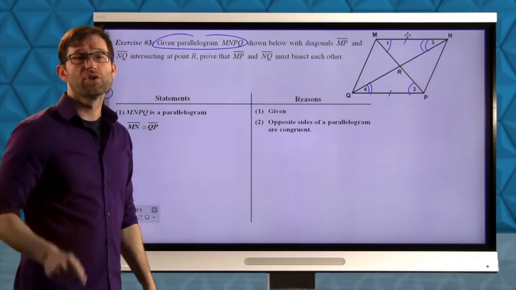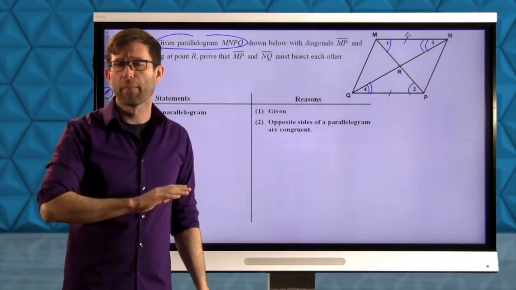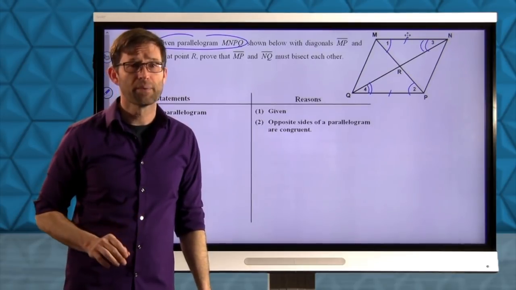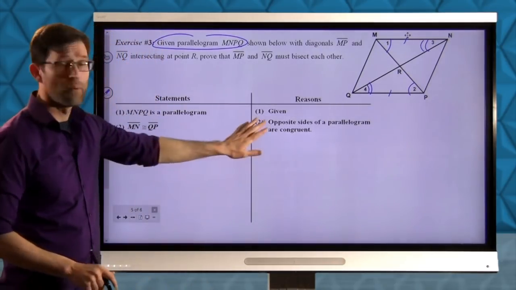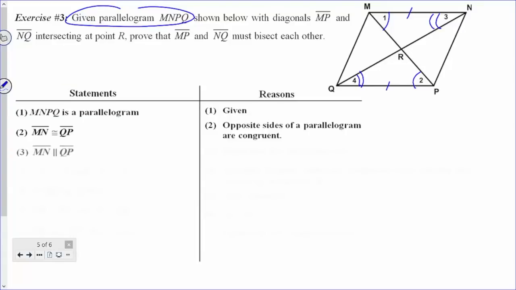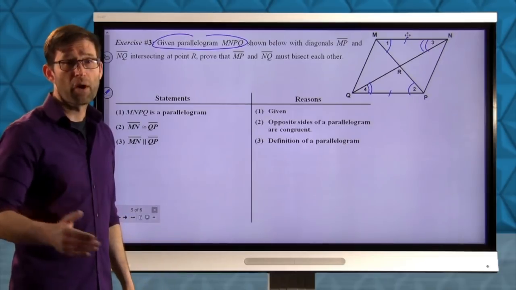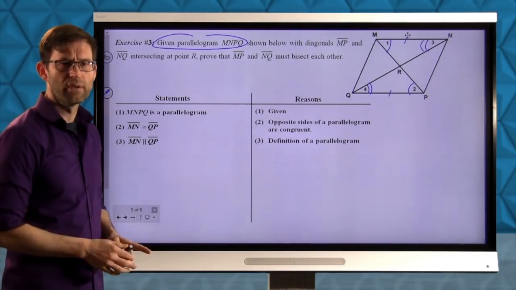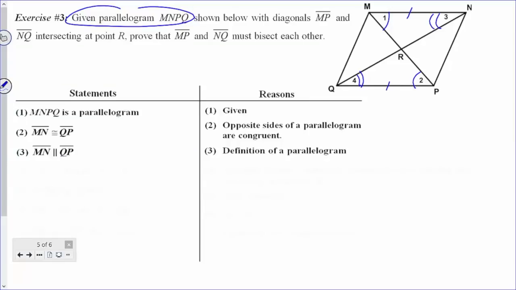Please don't say the definition of a parallelogram. The definition of a parallelogram has nothing in it about the opposite sides being congruent, only the opposite sides being parallel. So that would definitely be incorrect to say definition of a parallelogram. Right? On the other hand, I can say that MN is parallel to QP, and they're saying the definition of a parallelogram is perfect because the definition of a parallelogram is that opposite sides are parallel. So that's good. Okay? What do I get from that parallelism?